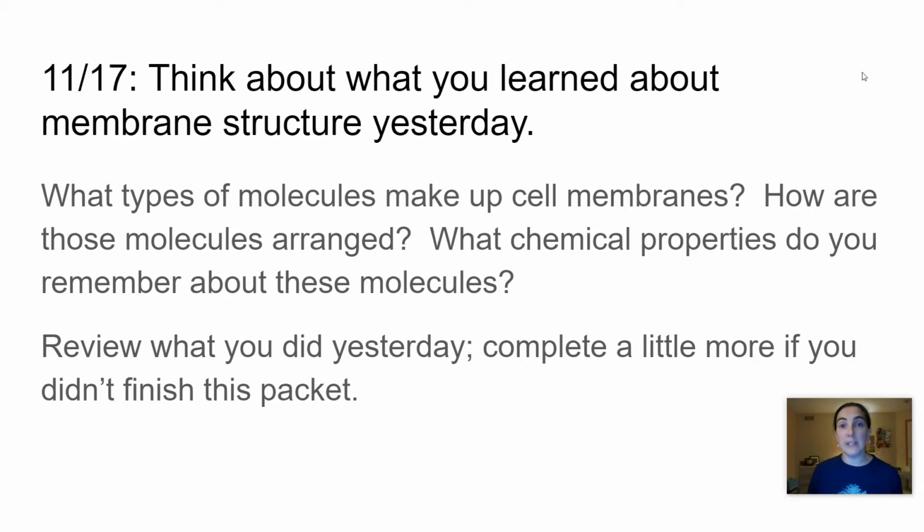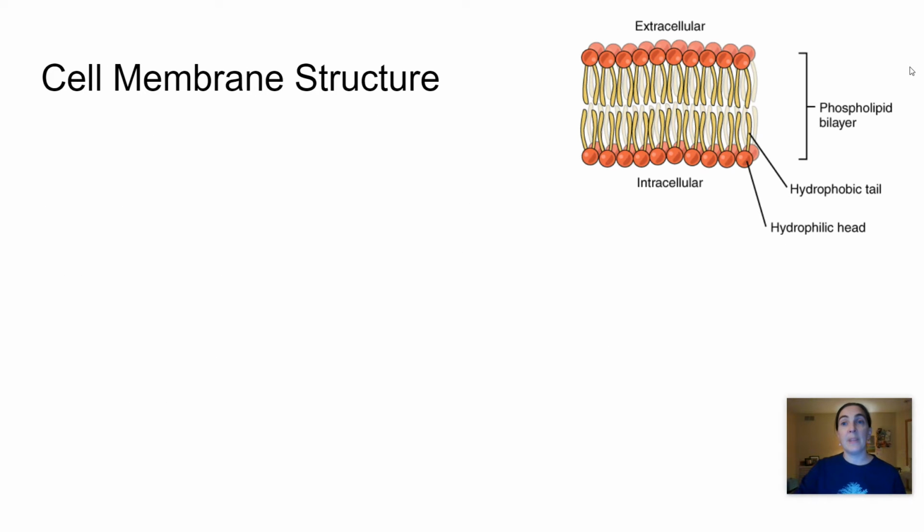Yesterday, you looked a little bit at the molecules that make up the cell membrane. So see what you remember and see what you could figure out about that. The cell membrane, you might remember, is made up of a phospholipid bilayer. The primary part of it is two layers of those phospholipids. And you spent quite a bit of time yesterday looking at the chemistry of those molecules.